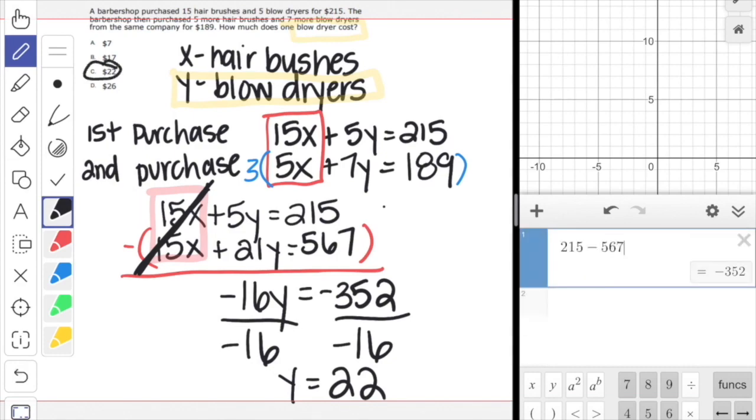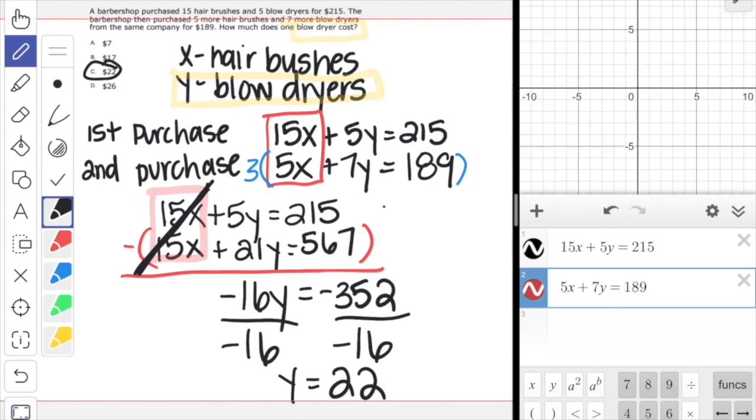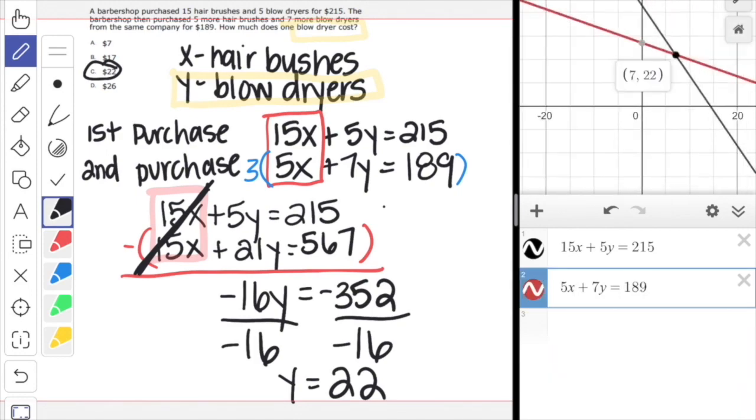Now, I can check myself in Desmos, just like we've done previously. I can put in my original equations. That is the reason I ask you to use x and y, because you can check yourself if you have Desmos available. I know there are a few assignments where you have to show your work, but you can always check yourself in Desmos to make sure it's the correct answer. And you get the point, 7 and 22. But as long as you know that y represents blow dryers, then you know that that's the correct answer.